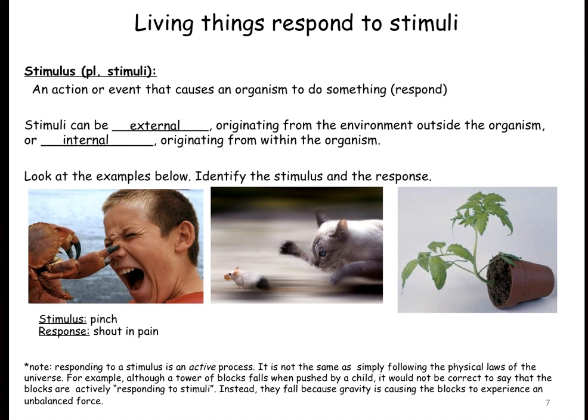Let's look at a second example. In the right picture, the plant in the fallen pot has changed its direction of growth in response to the stimulus of the light above it. Okay, so in this case, the stimulus is the light, and the response is the change in direction of growth. Now look at the picture in the middle. On your own, I'd like for you to identify the stimulus and response demonstrated in the picture, and we'll go over your ideas in class.